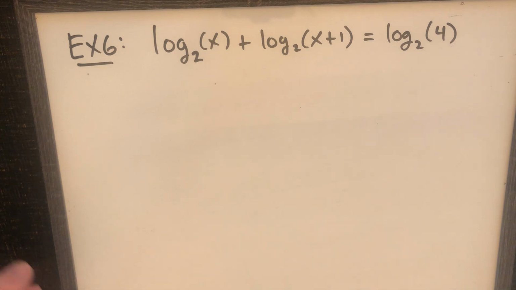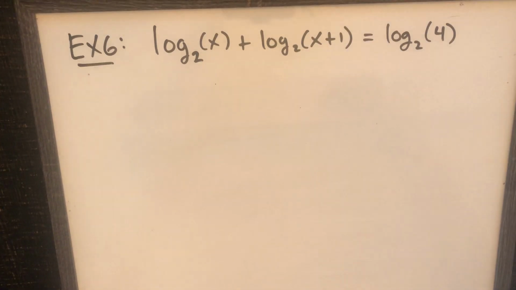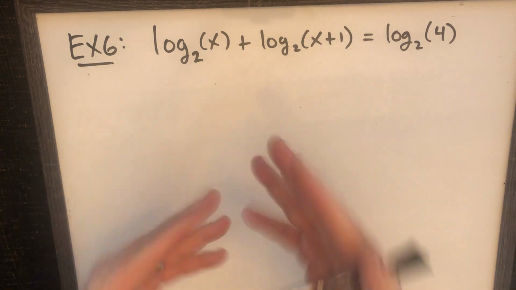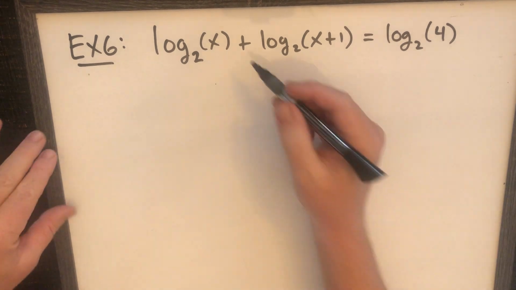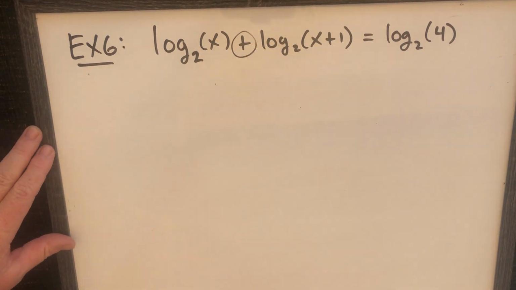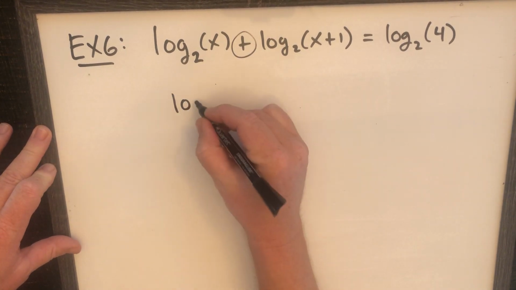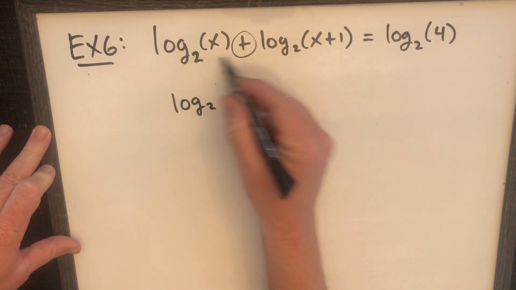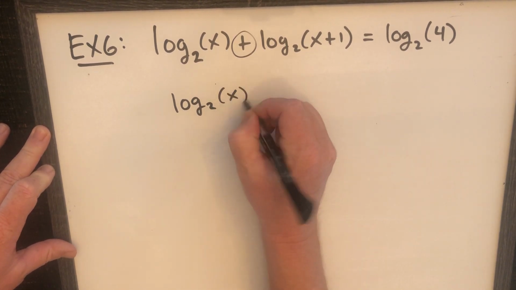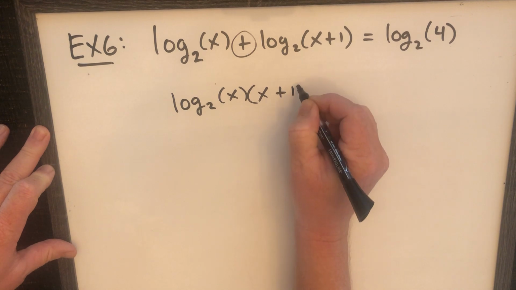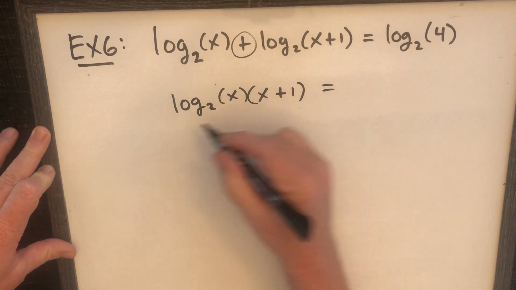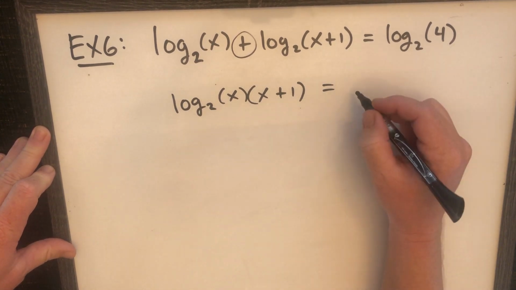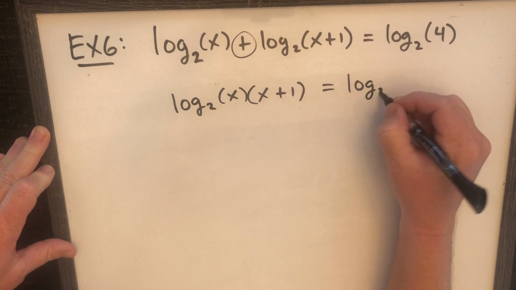All right, so for most of these examples coming up next, for the second part of this lecture, we're going to have to use a combination of properties. So the first property we're going to use is the sum to product property. So we're going to turn this sum of 2 logarithms into the product of 1 logarithm. 1 logarithm with a product of the arguments, if I want to say it properly.